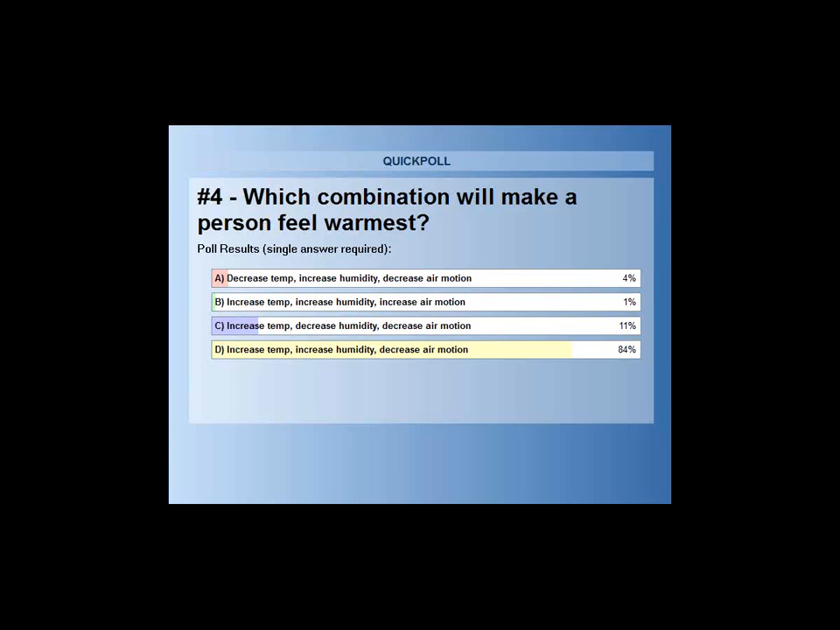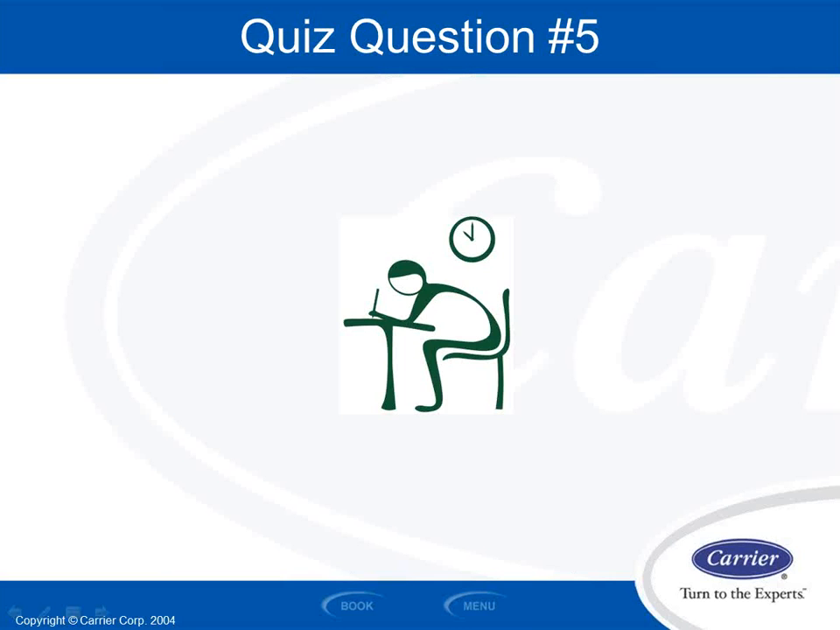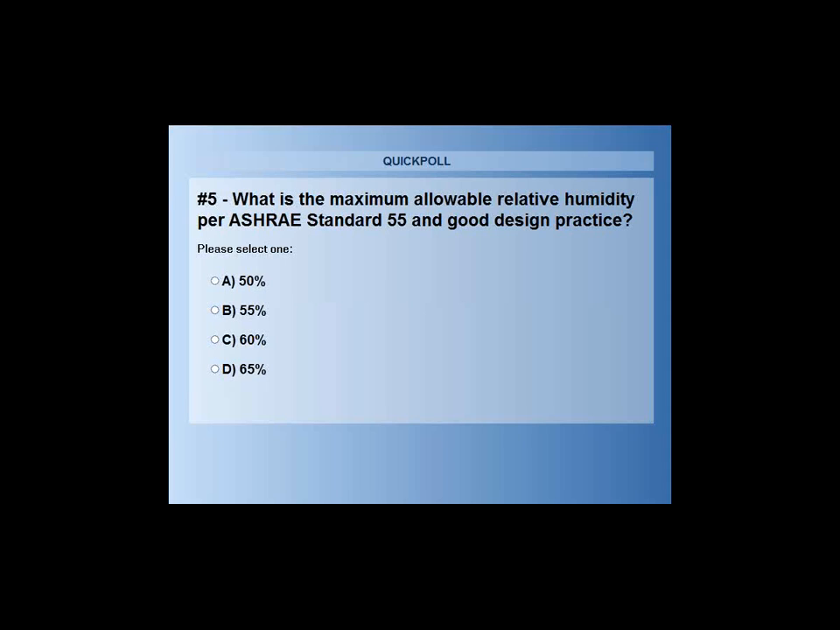We're also going to go ahead and do question number 5 right now as well. So let's populate that. What is the maximum allowable relative humidity per ASHRAE standard 55 and good design practice? So what's the absolute maximum that the standard is going to allow you to have for relative humidity in a space? Choices are 50, 55, 60, or 65% humidity. Most of you guys, actually everybody got this right so far. I probably actually mentioned it in 2 different sections today, so hopefully everybody remembered from that.